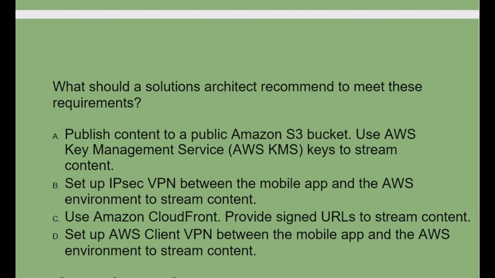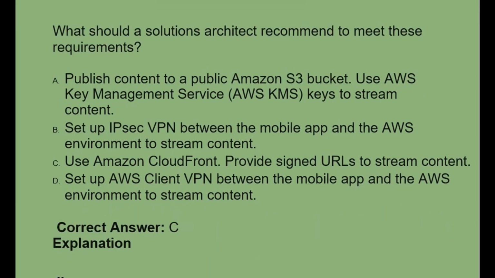Option A, publish content to a public Amazon S3 bucket. Use AWS Key Management Service, AWS KMS, keys to stream content. Option B, set up IPsec VPN between the mobile app and the AWS environment to stream content. Option C, use Amazon CloudFront, provide signed URLs to stream content. Option D, set up an AWS Client VPN between the mobile app and the AWS environment to stream content. Correct answer is option C.